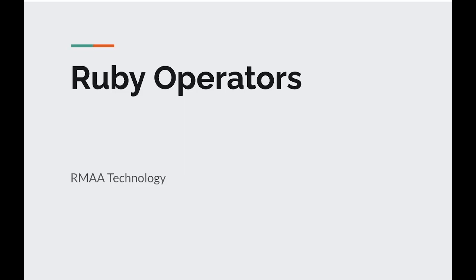In this video, we will talk about Ruby operators. We will discuss different types of Ruby operators, and then we will see what are the operators in each type, how they work, and how we can use them in a Ruby program with some real examples.